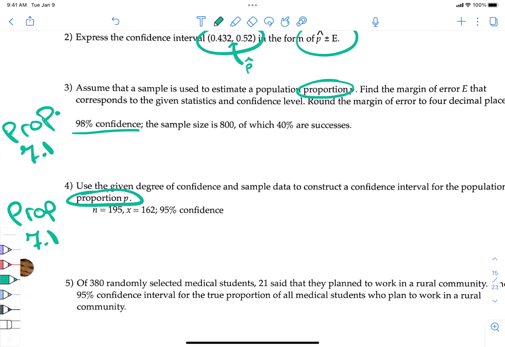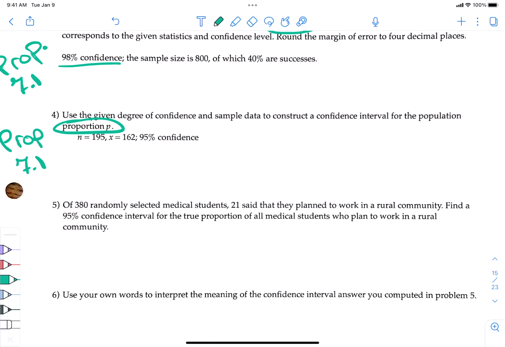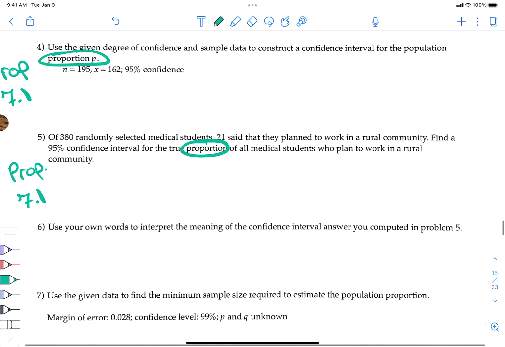Okay. Number 5. Are we doing a proportion, mean, or standard deviation? Proportion. 95% confidence interval for the proportion. This just at least gives you a place to start, right? 7-1 stuff. Number 6, use your own words and interpret the meaning of what you got in problem 5. That's like we are 90-something% confident. That's your explanation. I will ask you to do that on the test. Tell me what you're talking about, what this answer means.